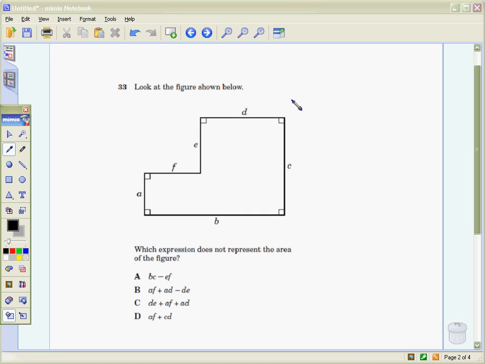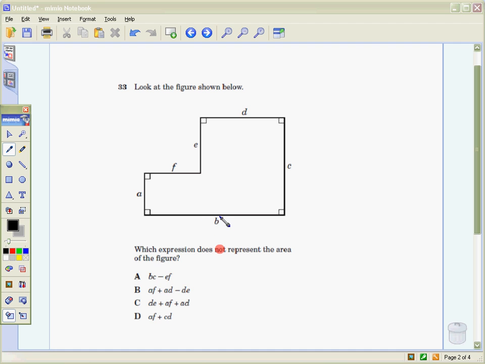Number 33, look at the figure shown below. Which expression does not represent the area of the figure? So probably the easiest way to do this, since we're looking for the one that doesn't represent it, let's just go through each answer choice and see what we come up with. Look at answer choice A.